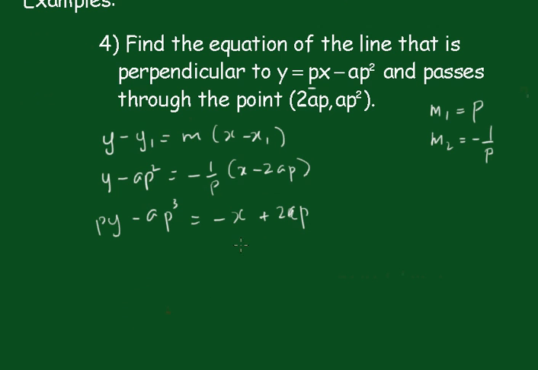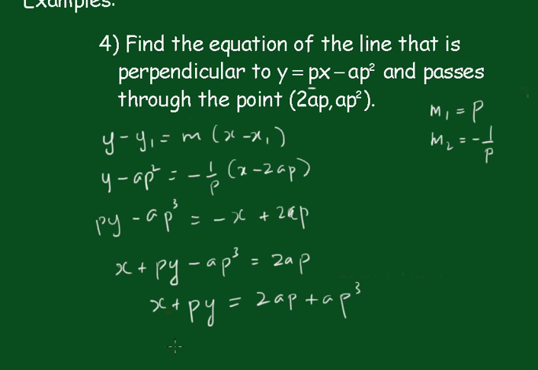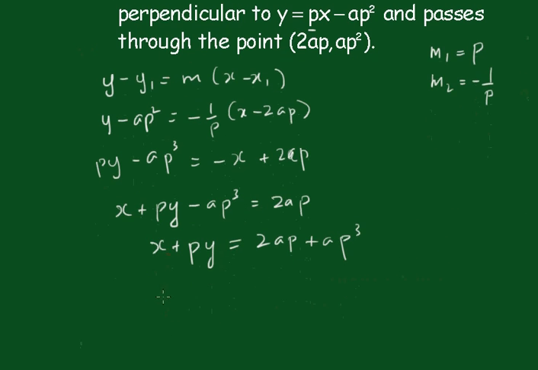And we'll just change that a little bit, take this across, we get x plus py minus ap cubed equals 2ap. And then I guess we take this across the other side. So it's sort of pseudo general form. And there we have it. I guess we could take out the ap, and we'd have x plus py equals ap into p squared plus 2. That's okay. Leave it like that.